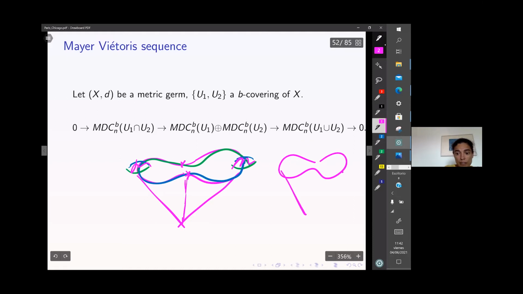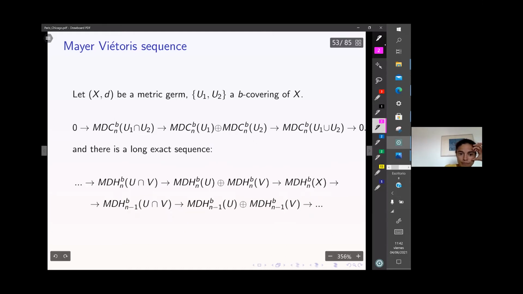But we can think of this mapping. Here we have, as before, these points in the intersection that are in both of the open sets and in fact have a representative in the intersection. So we have to take care of what kind of open sets we take. Once we have this, we have the Mayer-Vietoris sequence.